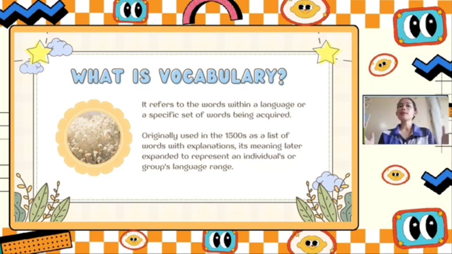So, when we say words within a language, it means all the language that exists in that particular language. For example, in English, every English word you know is part of its vocabulary. When we say a specific set of words, it refers to a targeted selection of words based on a certain context, field, or level of learning.